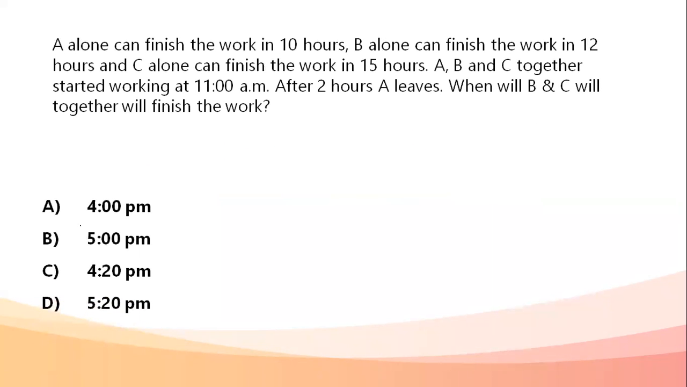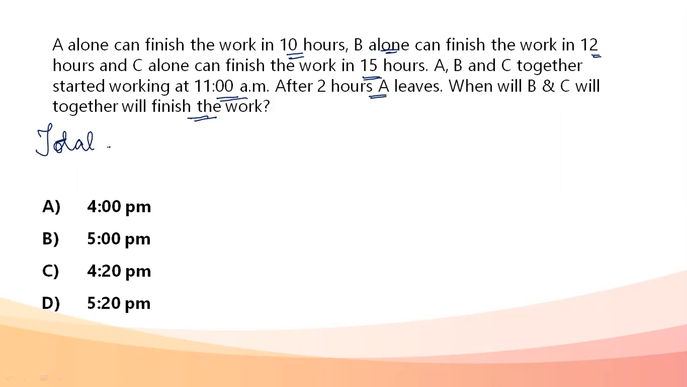Next question. A alone can finish the work in 10 hours, B alone can finish the work in 12 hours, and C alone can finish the work in 15 hours. A, B, and C work together starting at 11 a.m. After 2 hours, A leaves. When will B and C together finish the work? Okay, easy question. I know.